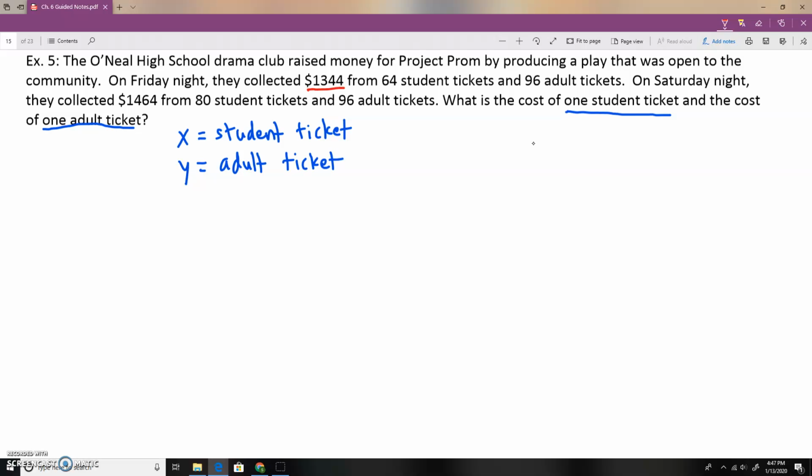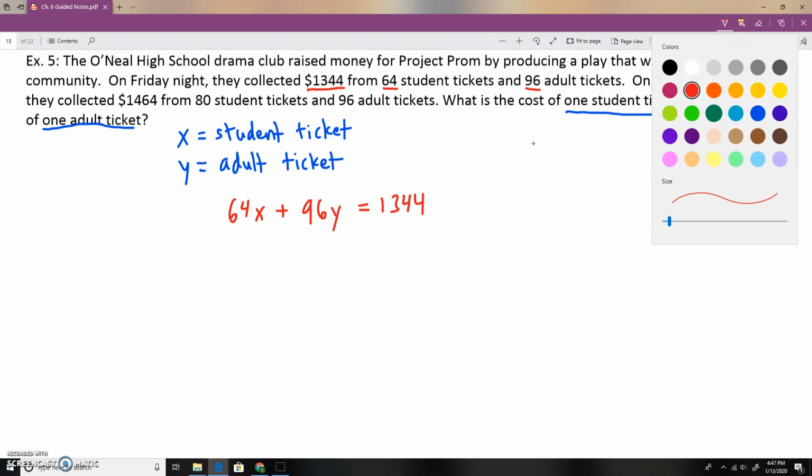Here we've got $1,344 was 64 student tickets and 96 adult tickets. Well, if we let X be student tickets and Y be adult tickets, we can write this as 64X plus 96 times the cost of the adult tickets is equal to $1,344.